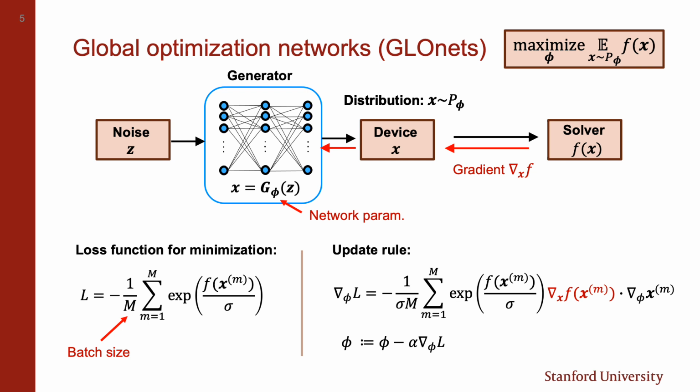In the training process, the batch of devices from the generator is evaluated by the solver, and their gradients with respect to the devices are also calculated. Then the gradients backpropagate to the network to calculate the gradient with respect to the network parameter phi by the chain rule, as shown here. And the network parameter phi will be updated using gradient descent. Therefore, the network is iteratively trained until it converges.